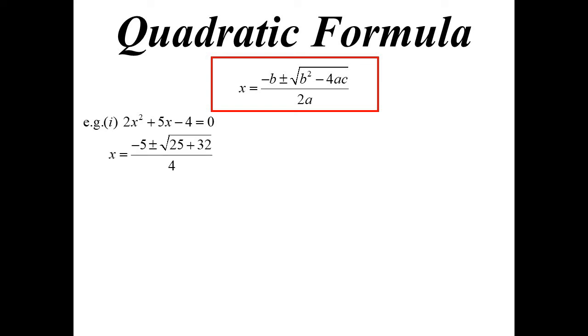-5 plus or minus the square root of 25 plus 32 in this case, all over 4. We end up with -5 plus or minus root 57. 57. 3 goes into 57. That's not good enough. I don't think that simplifies down. I think root 57 stays like that, over 4. That is, of course, an exact answer.